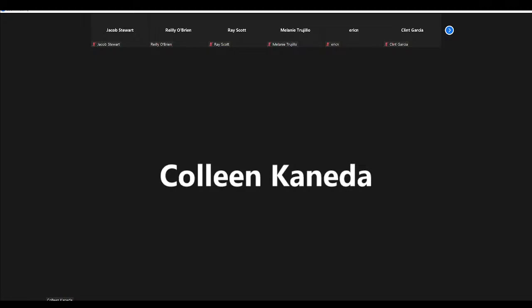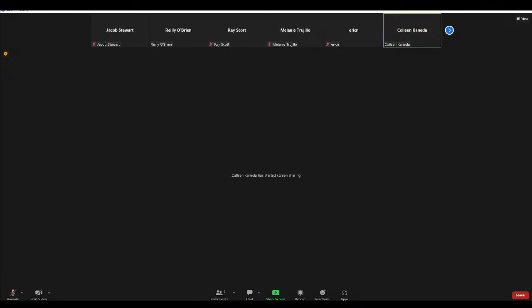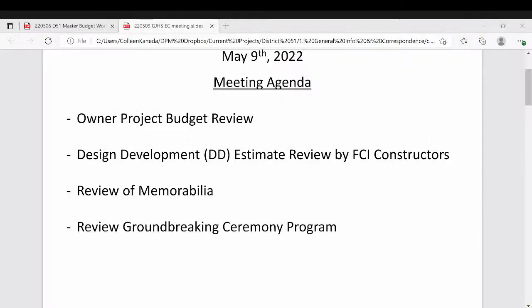So I guess the way we wanted to format this, and I'll share my screen with the agenda today, we have our teammates from FCI and Blythe, I think, outside the room. They're going to come in a minute, but I wanted to review the overall master budget with this group. Okay, hopefully those of you on Zoom can see my screen now. Everybody here in the room can.